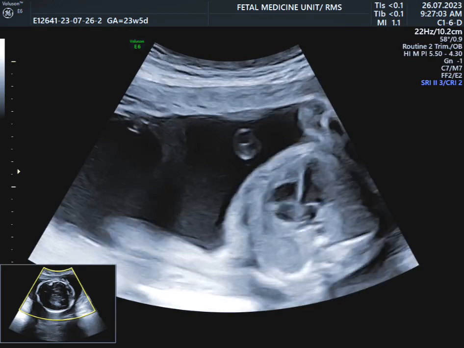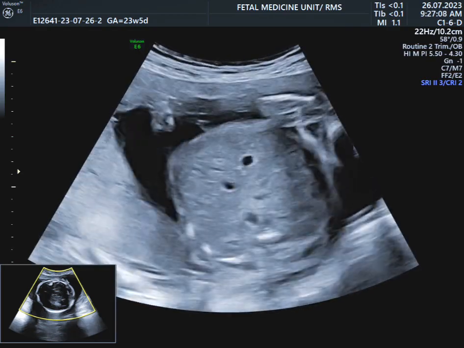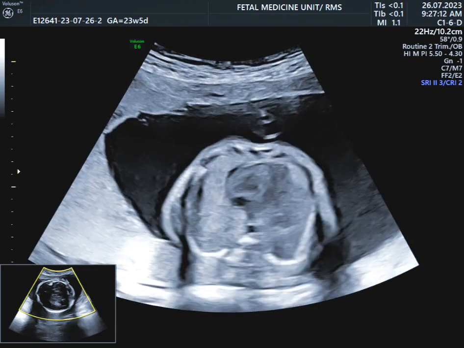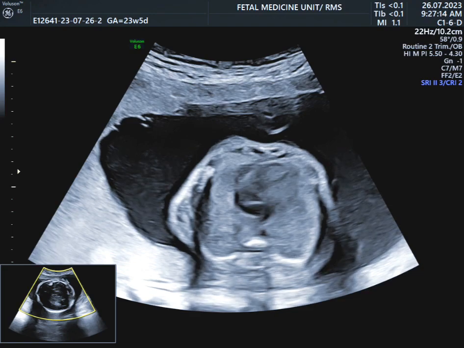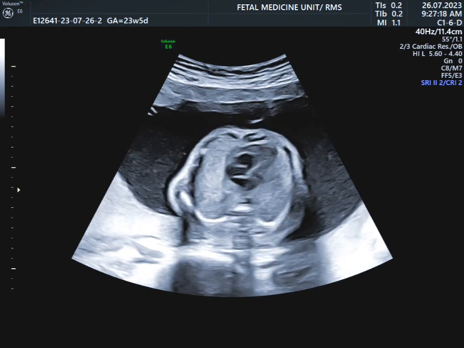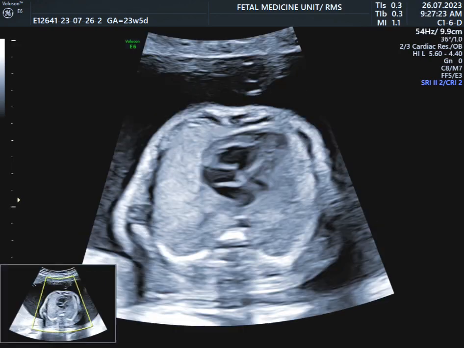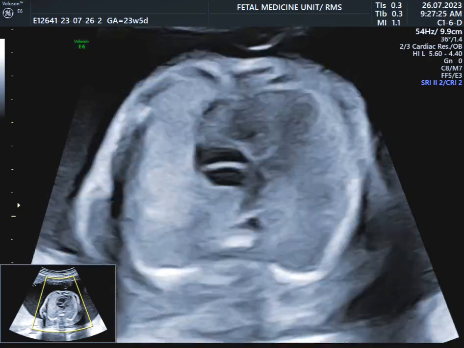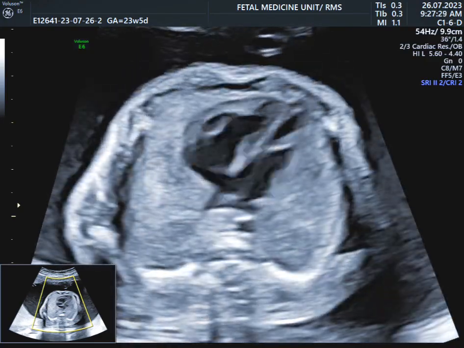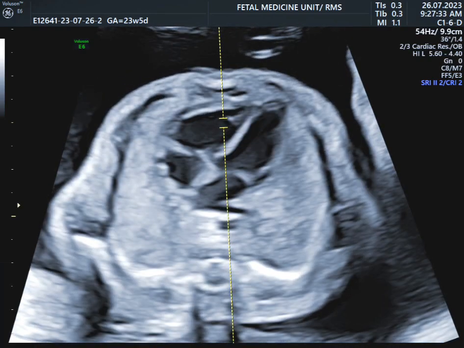Then we go to the heart. The baby is in breech presentation, so the stomach will be on the right. Sorry, the stomach on the right of the screen. There is normal situs solitus: stomach on the left, heart on the left, aorta on the left. Then up, as we see, there is normal orientation of the heart, normal contractility.